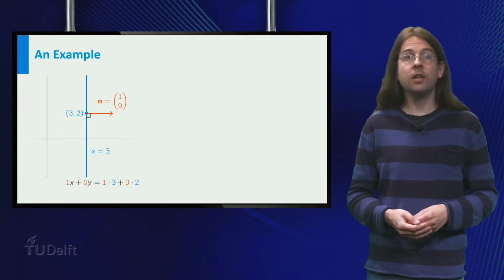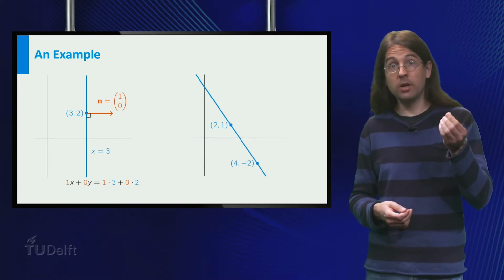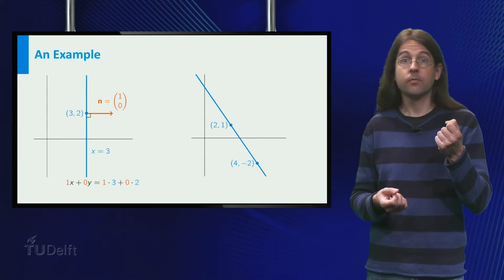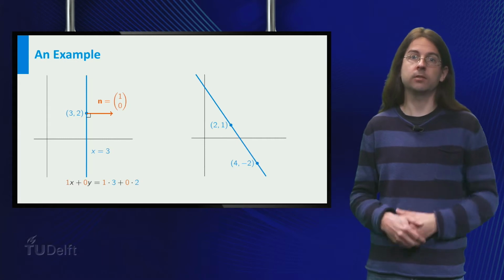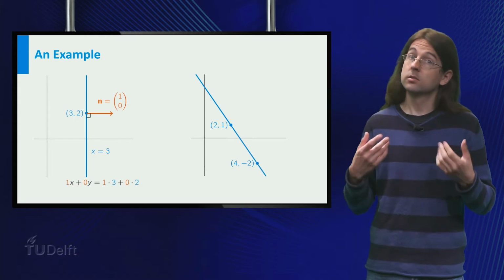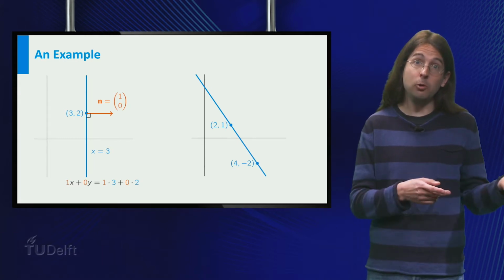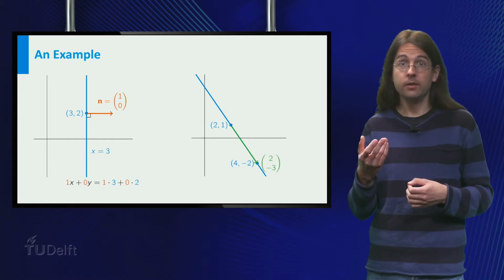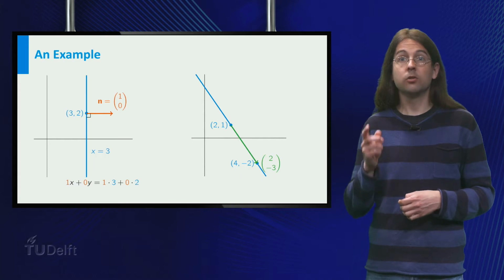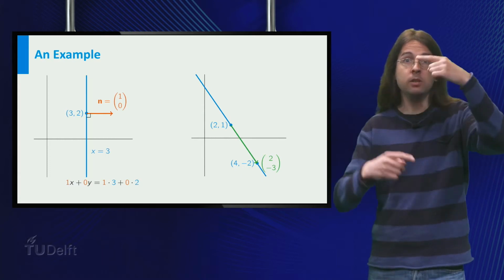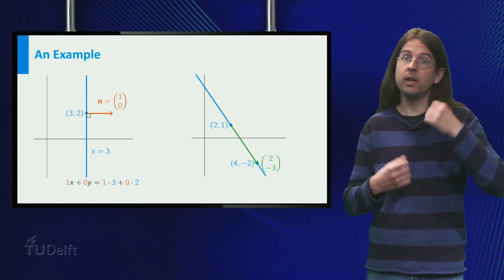A more interesting line is a line through (2, 1) and (4, minus 2). To find the equation for this line, we need the normal vector. The direction of the line is from (4, minus 2) to (2, 1), so it's (2, minus 3). You obtain the normal vector by swapping the two components and multiplying one of them by minus 1.